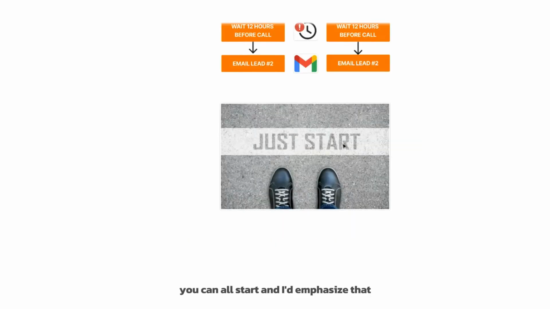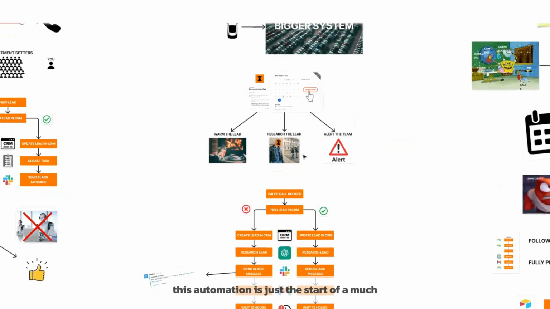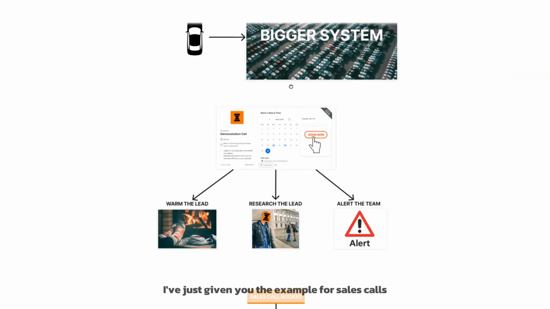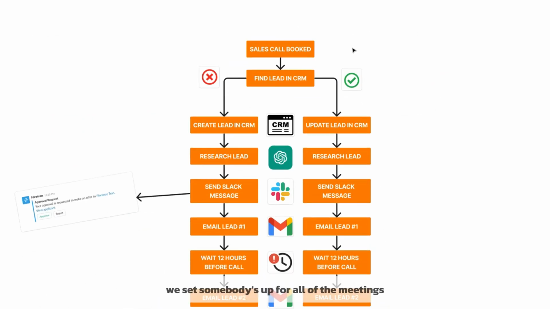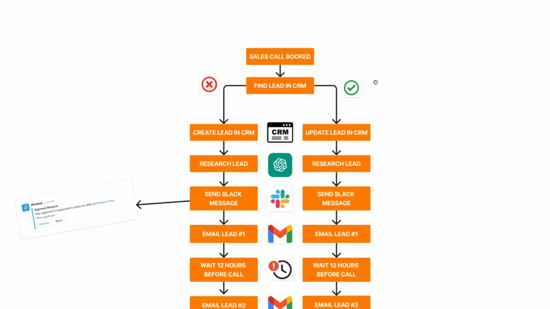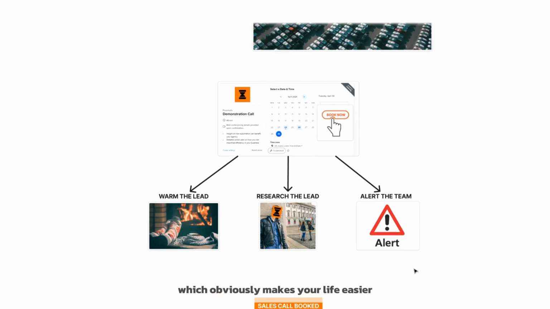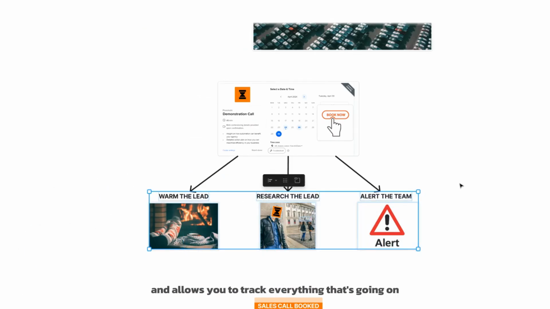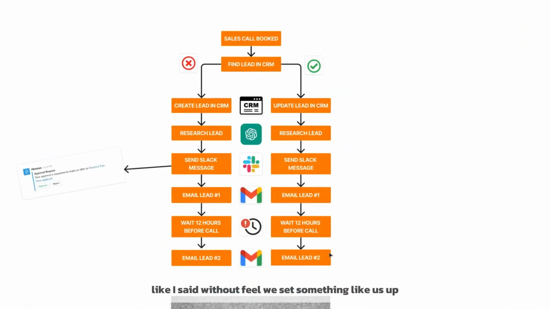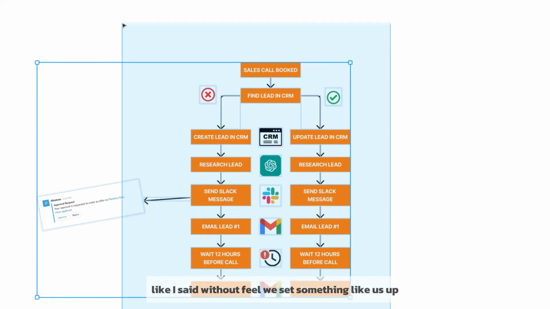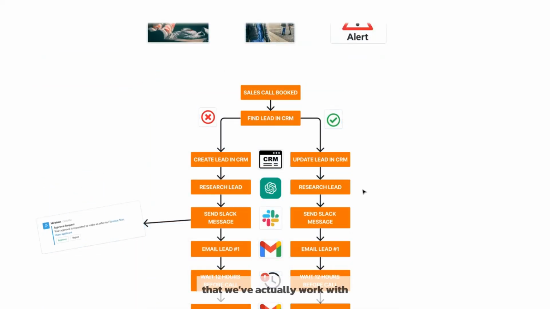Speaking of starting, I need to emphasize that this automation is just the start of a much larger system. I'm just giving you the example for sales calls, but if you're working with us, we set something like this up for all of your meetings. So sales calls, follow-up calls, client calls, team calls, literally every single type of call, we'd have some sort of workflow, which obviously makes your life easier and allows you to track everything that's going on within your agency. But it's an extremely powerful automation. Like I said, without fail, we set something like this up within every single partner that we've actually worked with.